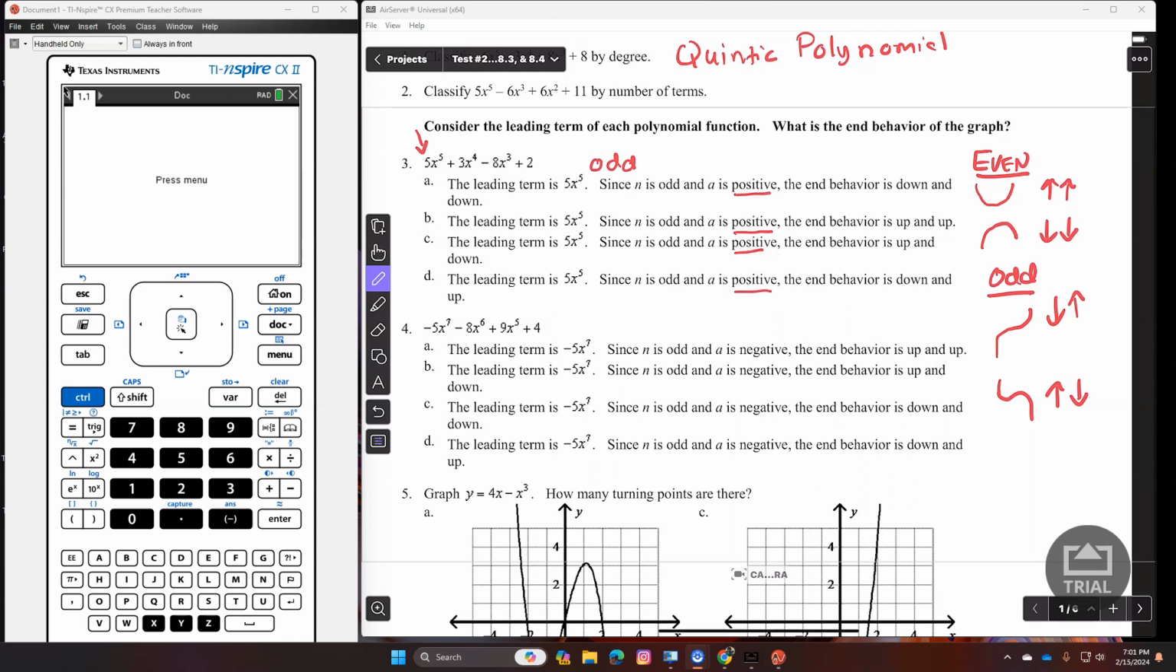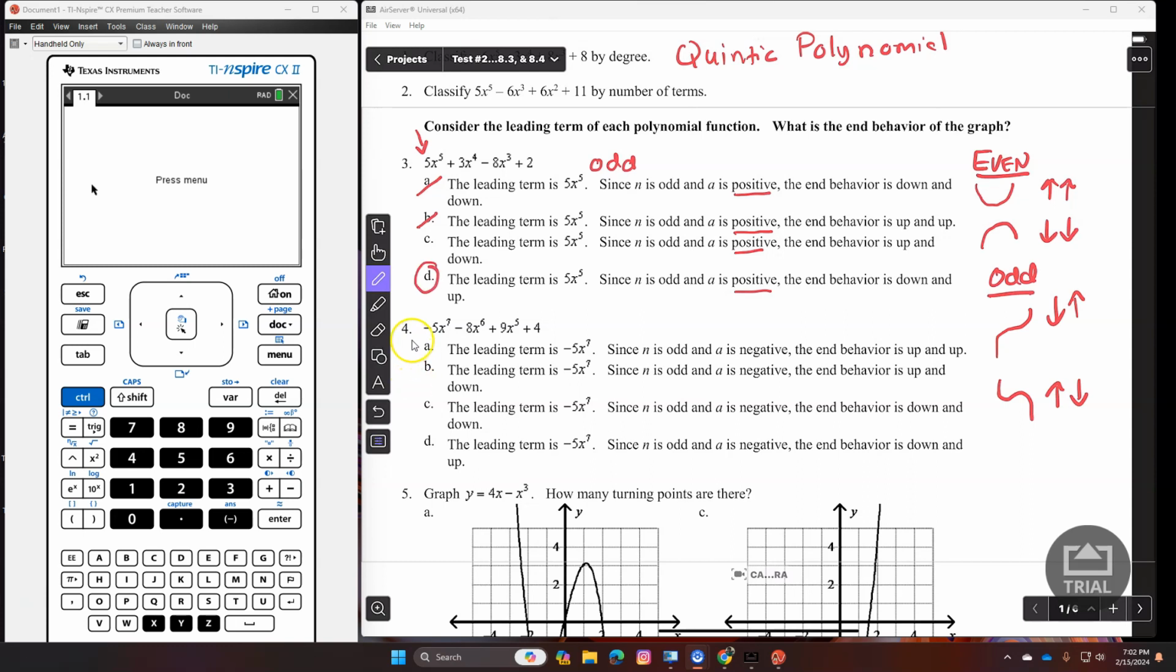We're going to eliminate the ones that say up, up. So B says up, up. Down, down is A. So now it's between C and D. And we know that it is a positive leading coefficient. So it's going to be down and then up. So your answer is D.